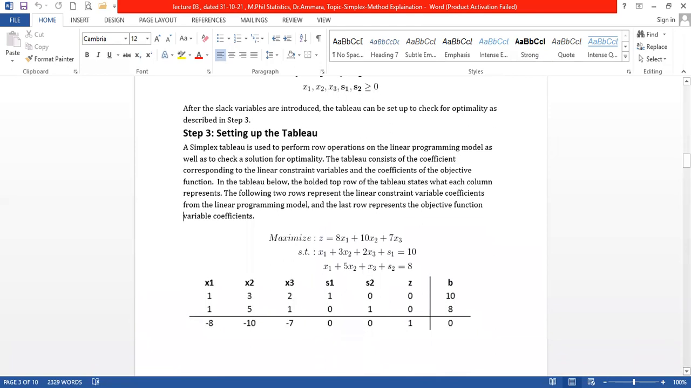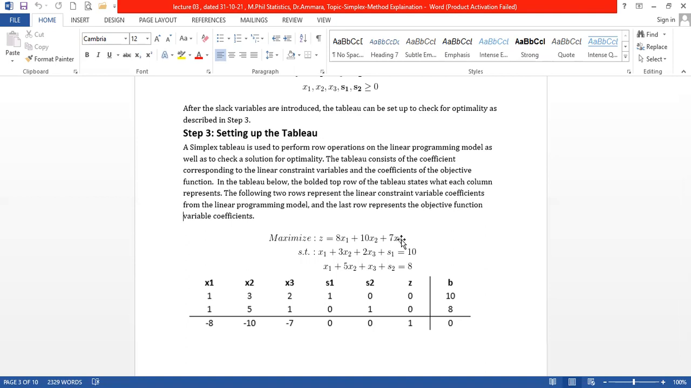Since the variables x1, x2 are greater than 0, we will add S1, S2 also greater than 0. In the maximization objective function, we also include the slack variables, but their cost is always 0. So plus 0 S1 plus 0 S2. That's why here the slack variables are not mentioned in the objective function. Otherwise, we have to mention them.